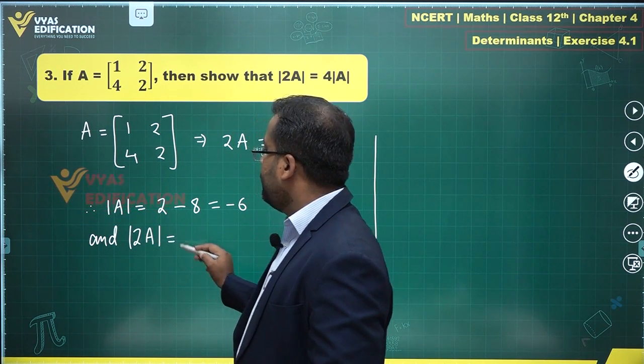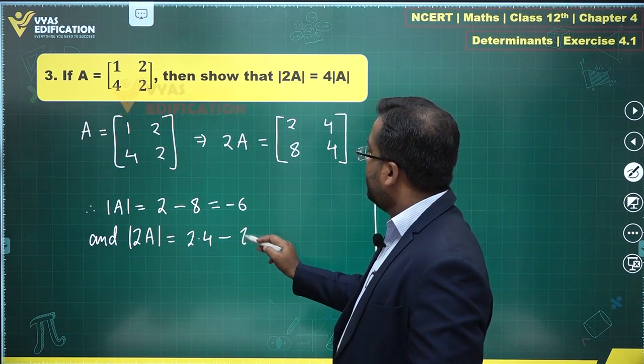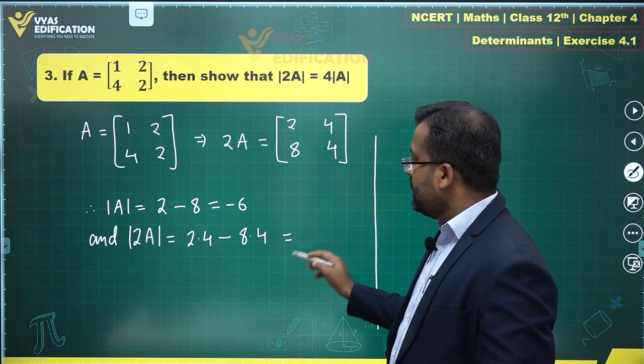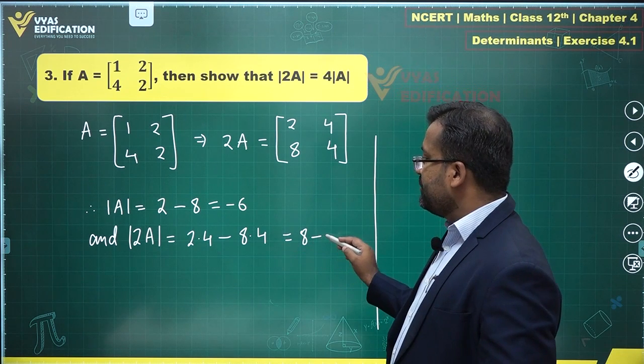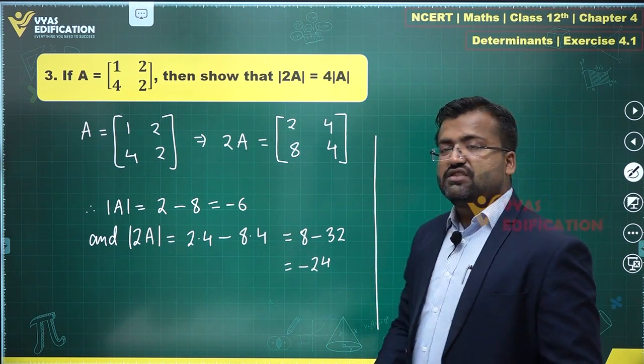This can easily be found. This is equal to 4 times (2AD minus BC). This is what you have: AD minus BC. This is 4 times 2 is 8, minus 8 times 4 is 32, which is equal to minus 24. Yes, this is what you have.